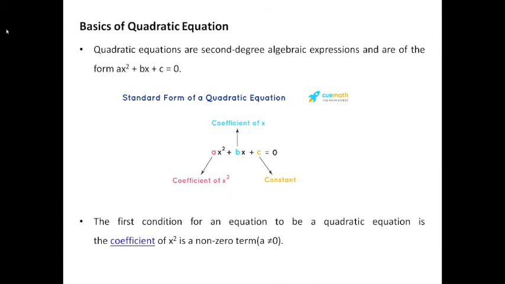The first condition for an equation to be a quadratic equation is that the coefficient of x square, that is a, must be non-zero. If a is equal to 0, then the x square part evaluates to 0. So our expression becomes bx plus c equal to 0. Then this is not said to be a quadratic equation, right?